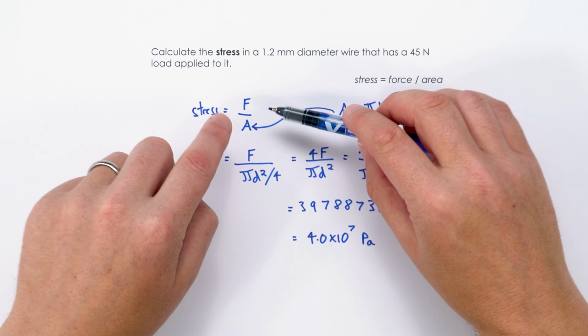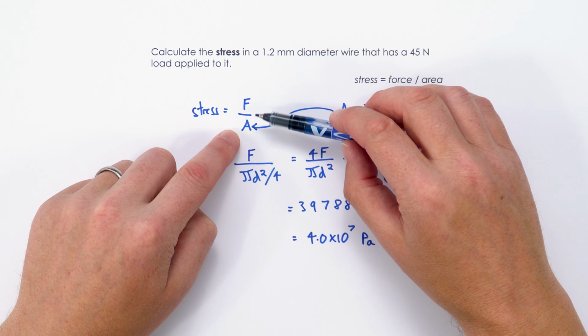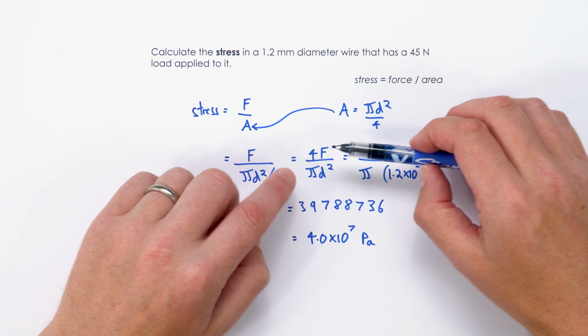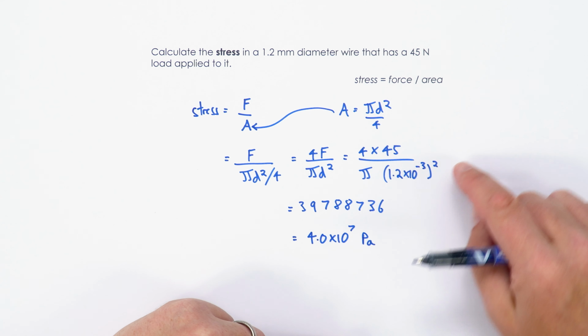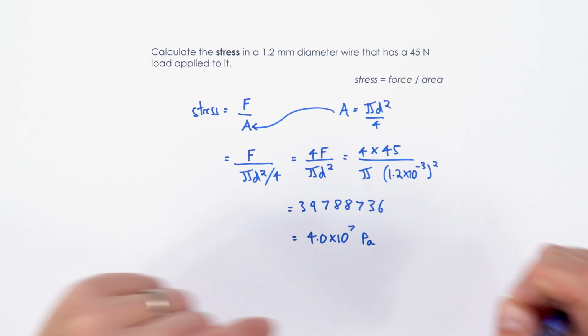So the advantage of using this equation here is that we can put it into another equation or formula, and then we can rearrange to find one mega equation which we put all the numbers into in one step to work out our final answer. So there we go. In that case, the answer was 4 times 10 to the 7 pascals.